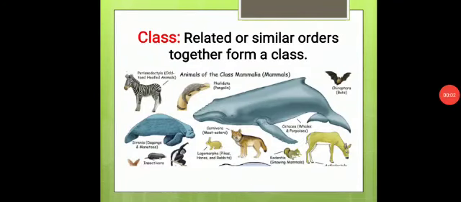And next we have class. In this class, if the orders we saw before are similar or related together, they all form the taxonomic category called class. For example, if you take different animals like rabbit, rat, bat, whales, chimpanzee and humans, they all share some common features. What are they? They all have skin, and they all have mammary glands. So all these animals come under a class called Mammalia.